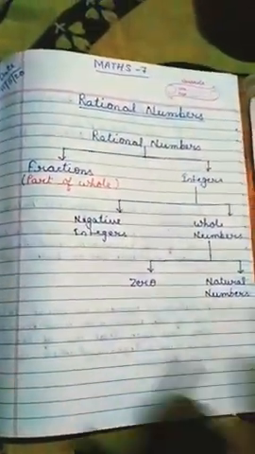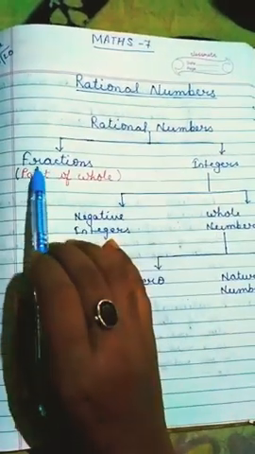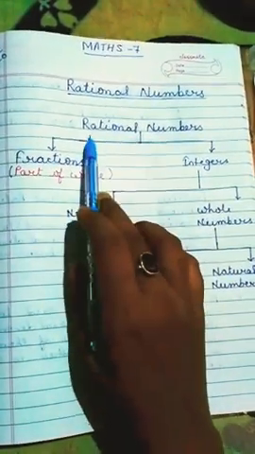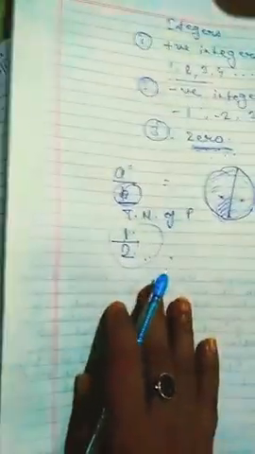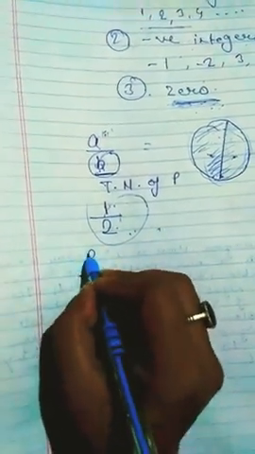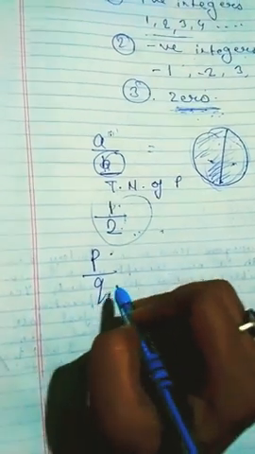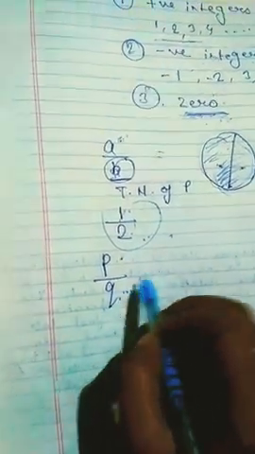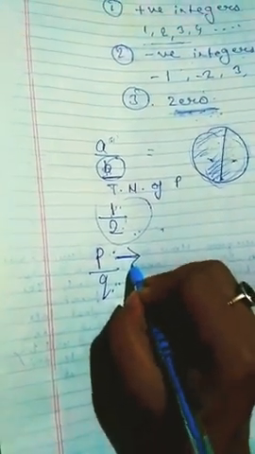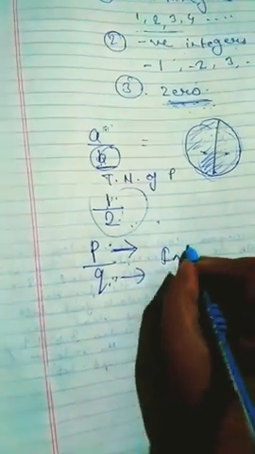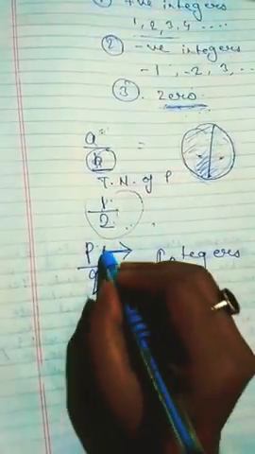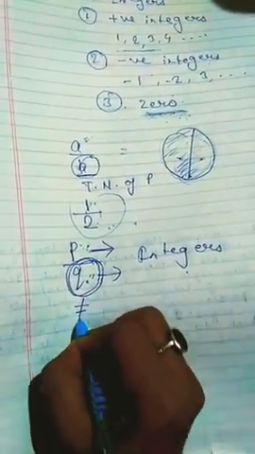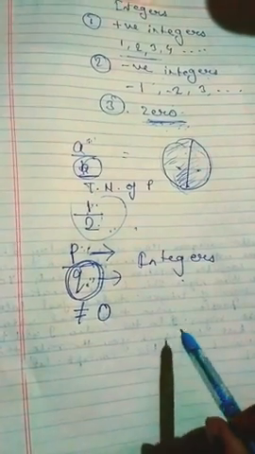And last, rational numbers. Rational numbers are made up of two kinds of numbers, fractions and integers. When fractions and integers are combined, they make rational numbers. So what are rational numbers? The numbers of the form p by q, where p and q are integers, both are integers, but q is not equal to 0.